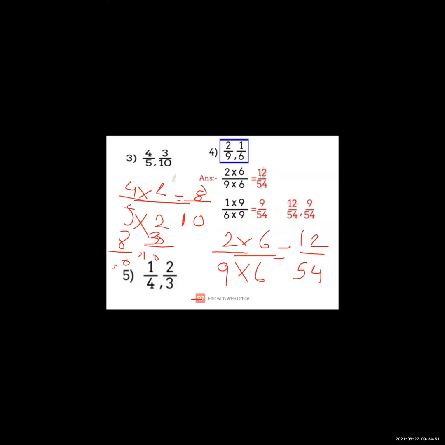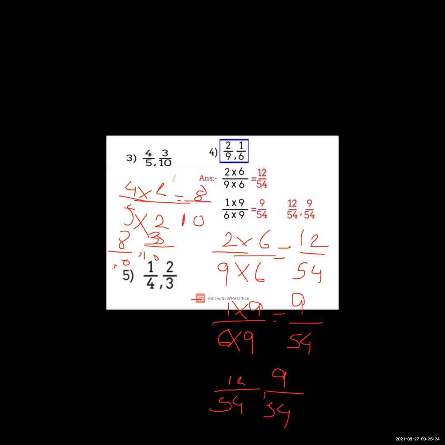Now the next fraction, 1 upon 6. We will multiply it by the first fraction denominator, that is we multiply by 9. 1 9 is 9, 6 9s are 54. So your answer is 12 upon 54 and 9 upon 54.